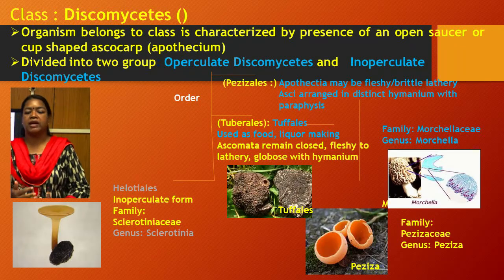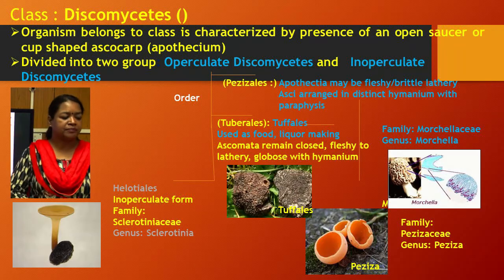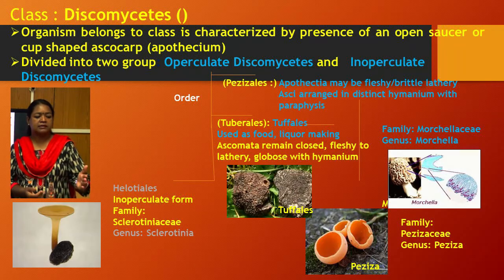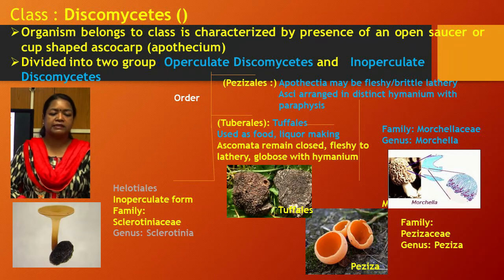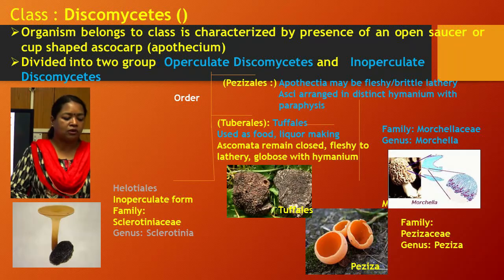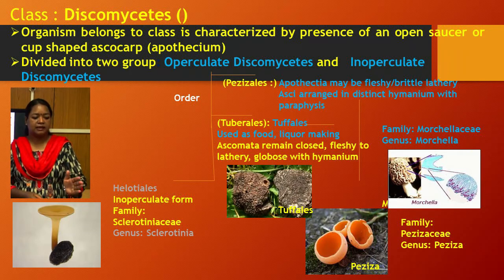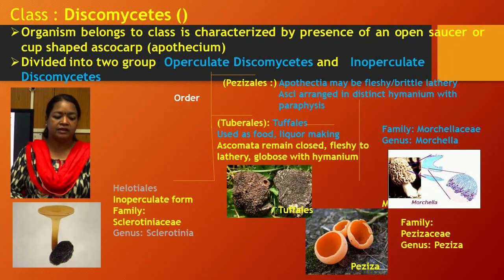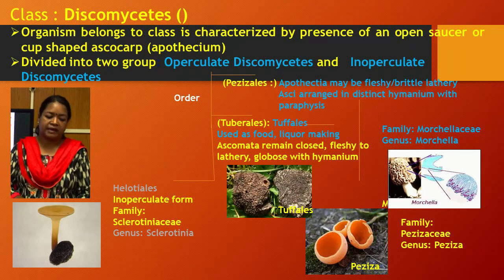The next class is Discomycetes, and the organisms belonging to this class are characterized by the presence of an open saucer or cup-shaped ascocarp or fruiting body. This type of ascocarp is apothecium. This class is again divided into two groups, operculate Discomycetes and inoperculate Discomycetes. In operculate Discomycetes, the important order is Pezizales. Here apothecia may be fleshy, brittle, or leathery and arranged in a distinct hymenium with paraphyses.